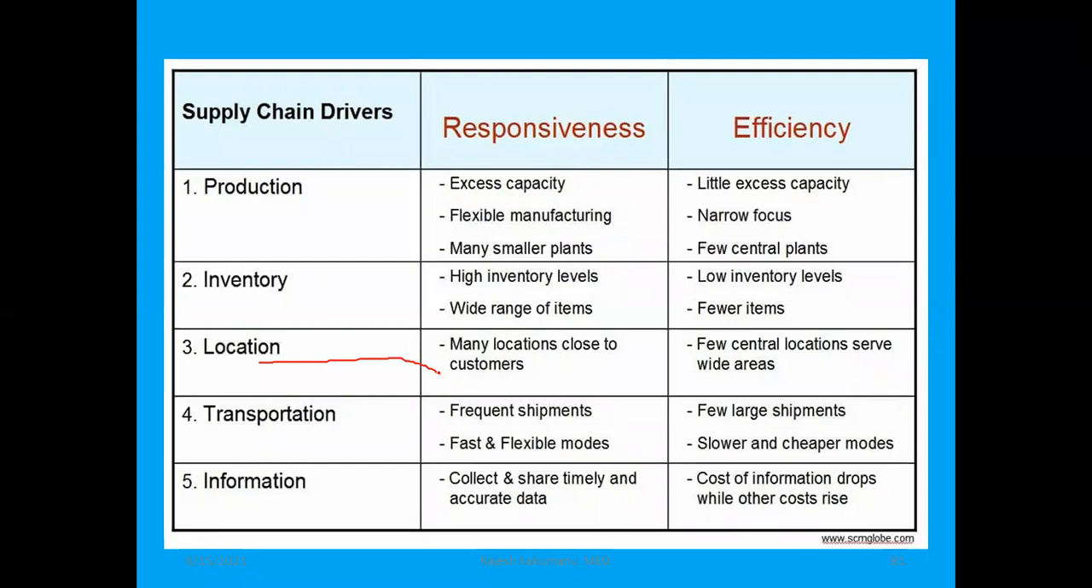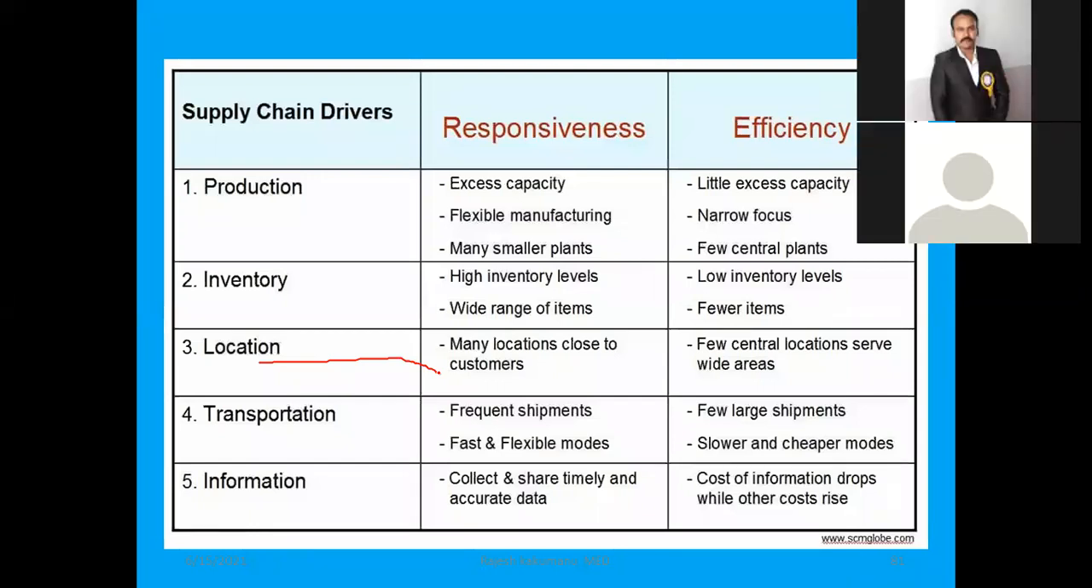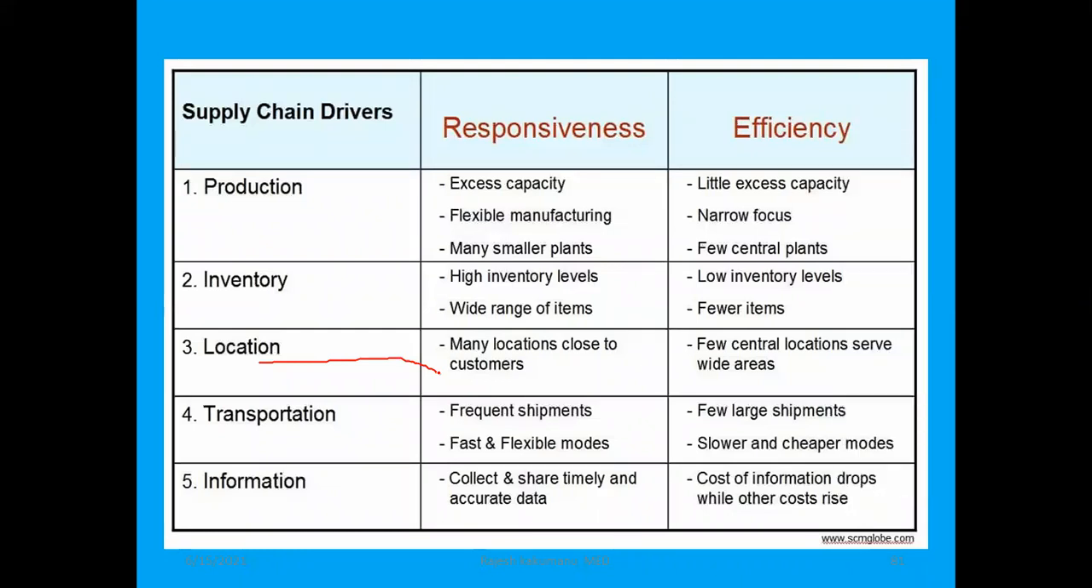Coming to the efficiency, cost of information drops while other costs rise, right? So whenever the other costs rise, automatically one cost will be reduced. If this one rises, that one will reduce, but it depends upon the costs, the daily cost or weekly banking cost. So like this, these are the five supply chain drivers: production, inventory, location, transportation, and information.